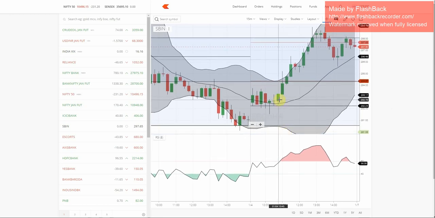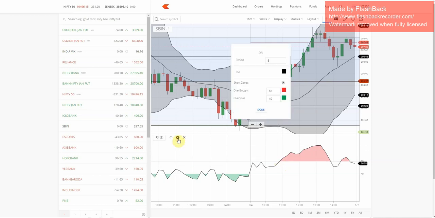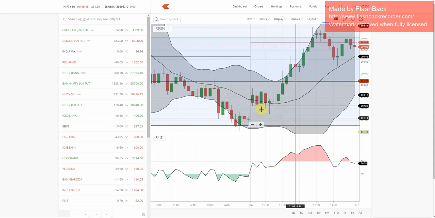Okay, so what I follow generally, there are two things which are very crucial for me. One is RSI. When I'm doing a scalping kind of trade, what I look at is when the RSI is crossing 60. When I set up the RSI, I have made the settings overbought at 60 and oversold at 40, and period is 8. I just look at whenever it is crossing 60 from down to the upside.